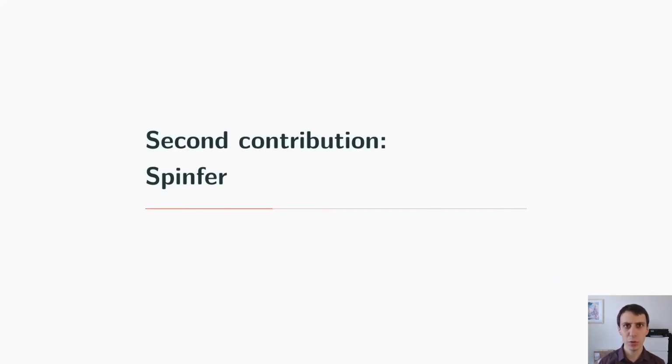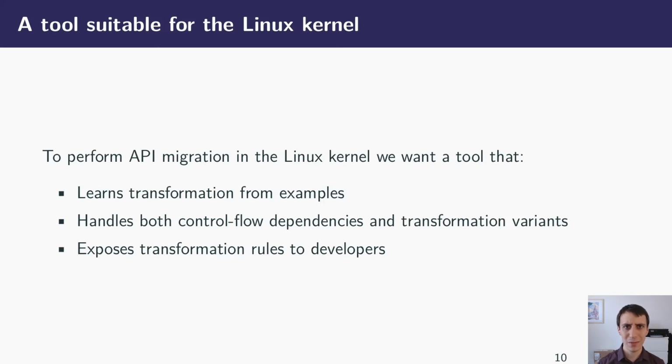The second contribution of our paper is our tool Spinfer. Spinfer is a tool that can learn transformations from multiple examples and that is suitable for the Linux kernel. With Spinfer, we wanted a tool that learns transformations from examples and that can both handle control flow dependencies and transformations with multiple variations, and that can also expose transformation rules to developers.